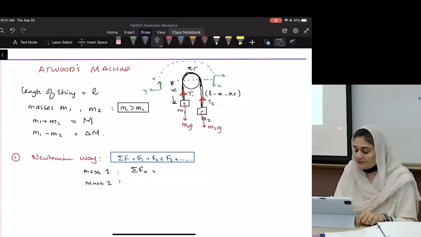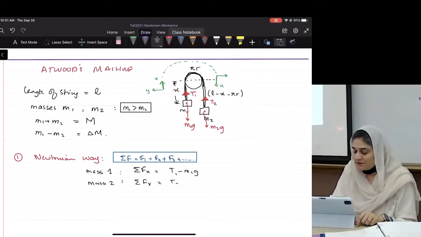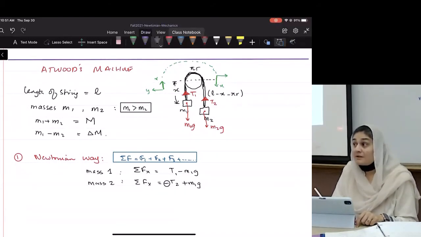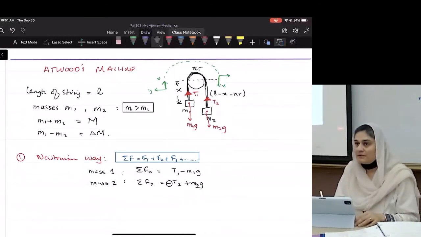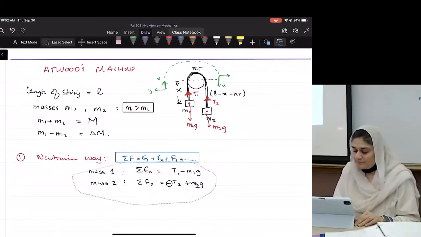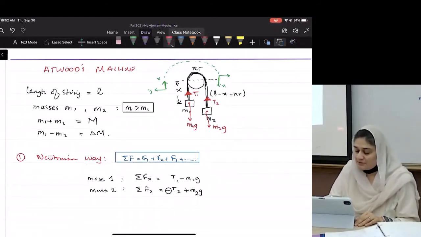Okay, what will these equations look like? T1 minus M1G, and sigma Fx will be T2 plus M1G. Okay, where is the acceleration? M1 is bigger than M2. What will be sigma Fx for 1?